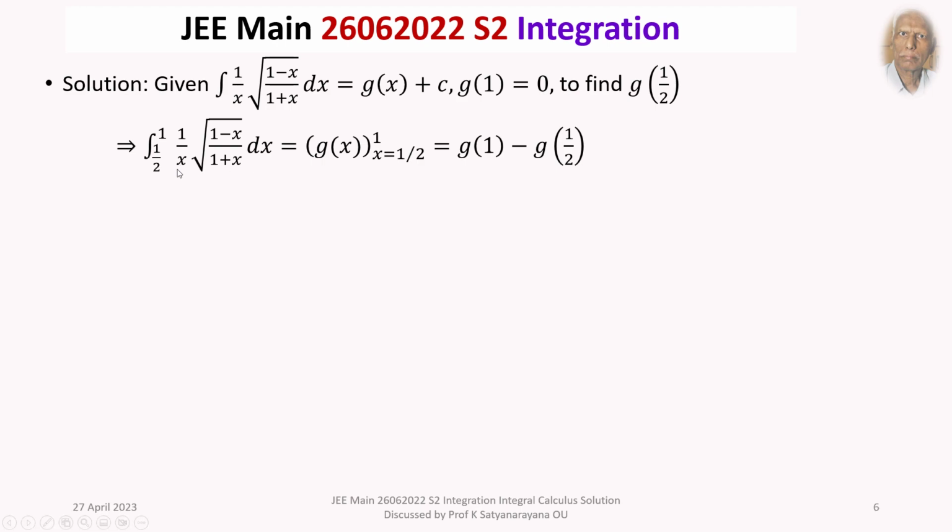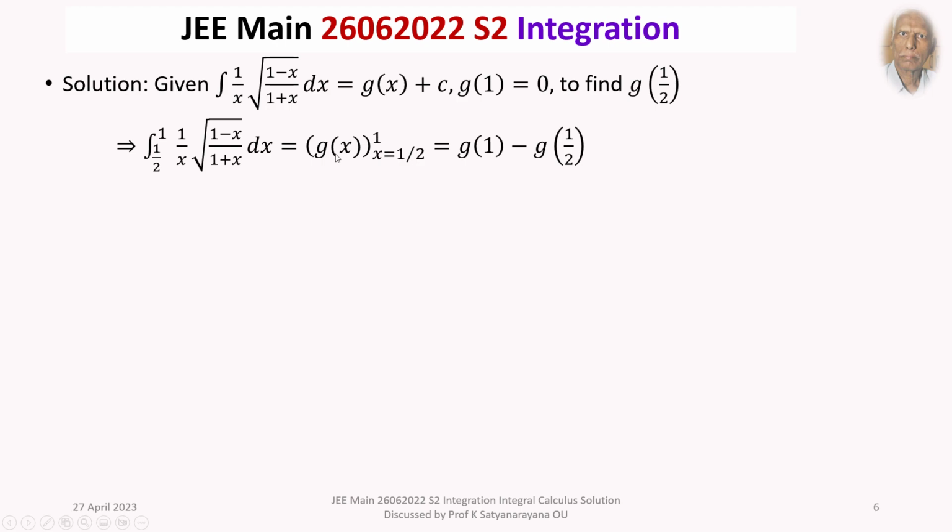And while integrating, we do not find any difficulties in the integration part. Why? Because the domain of the integration is from x equal to 1 by 2 to 1, and in this, x equal to 0 is not there, x equal to minus 1 is not there. So we do not find any difficulty in the integration of this. The integral exists.